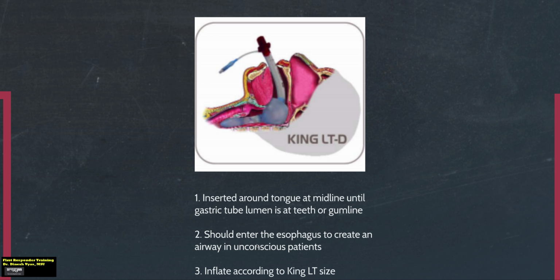You will insert it around the tongue at the midline until the gastric tube lumen, shown here, is at the teeth or the gum line. The airway should enter the esophagus here to create a nice airway allowing oxygen into the trachea here. Inflate according to King LT size to keep it in position.